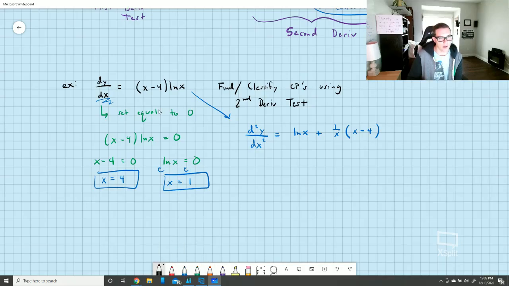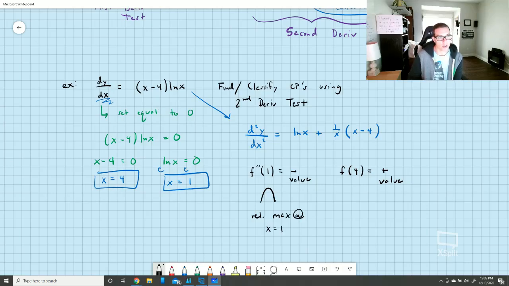So in the second derivative, now I'm going to flip back to the old notation. I'm going to plug in 1, and I'm going to plug in 4. Well, when I plug in 1, I get natural log of 1, which is 0, plus, it looks like -3. So that's a negative value. When I plug in 4, I get 0 in the back term and natural log of 4, which is a positive value. So what is that telling me? Negative value means I'm concave down, which means I have a relative max here.